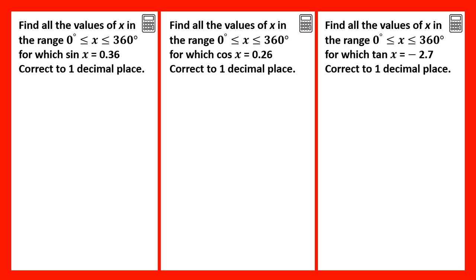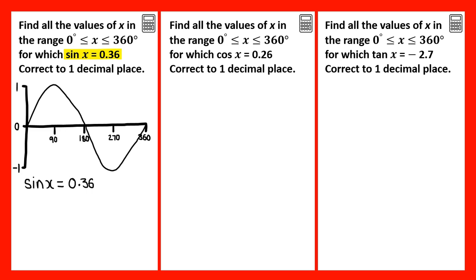To answer the first question, we need to find all of the values of x in the range 0 to 360 degrees for which sine of x is equal to 0.36. To think about the different solutions within this range, it will be useful to sketch the graph of sine x between 0 and 360 degrees, which looks like this. If sine x is equal to 0.36, I can use the inverse function to work out my principal value for x. This will be the main angle solution provided by my calculator and is typically a value between 0 and 180 degrees for inverse sine.